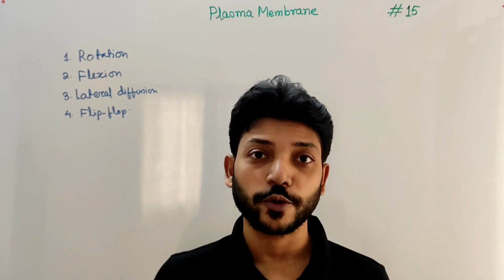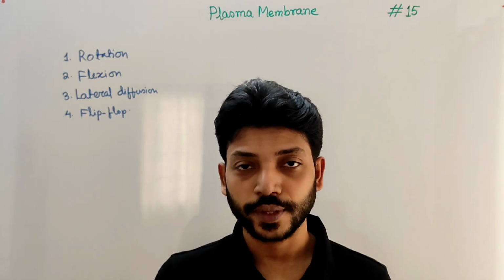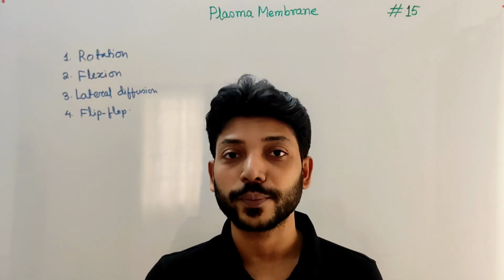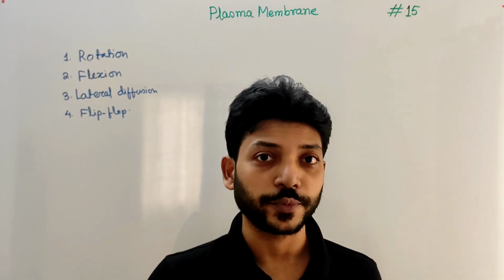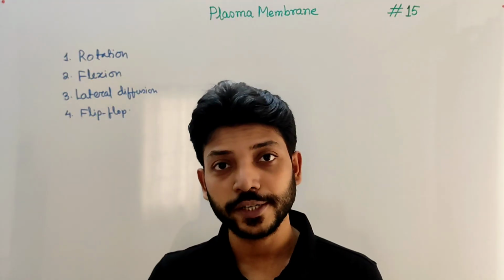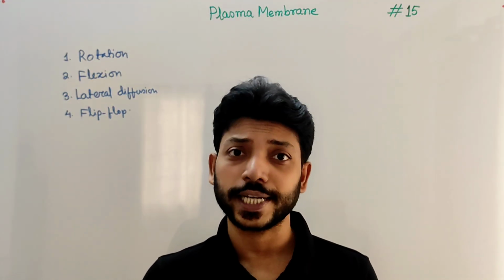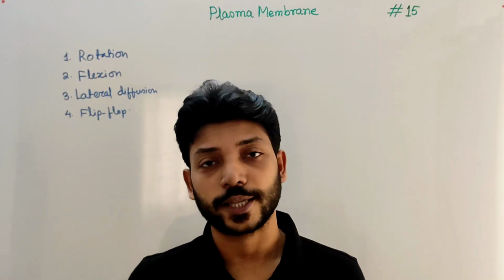Welcome everyone. Today we are going to learn about membrane fluidity. In 1970, scientists proposed the fluid mosaic model of the plasma membrane. The term fluidity is because of the mobility of lipids and proteins that are present in the plasma membrane. So both the lipid component and the protein components are mobile in the plasma membrane.